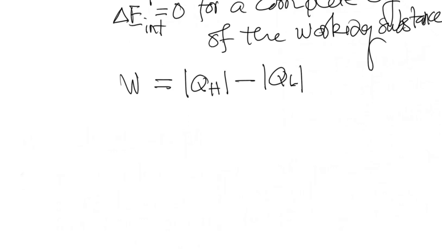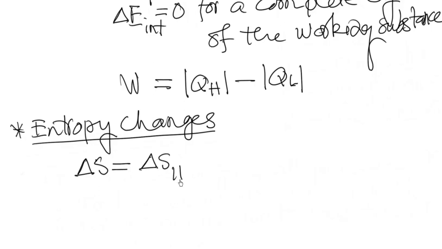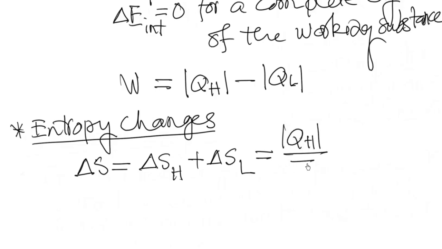Okay, next we discuss entropy changes. We have the total entropy change, which is delta S_H plus delta S_L, where delta S_H is this and delta S_L is this.